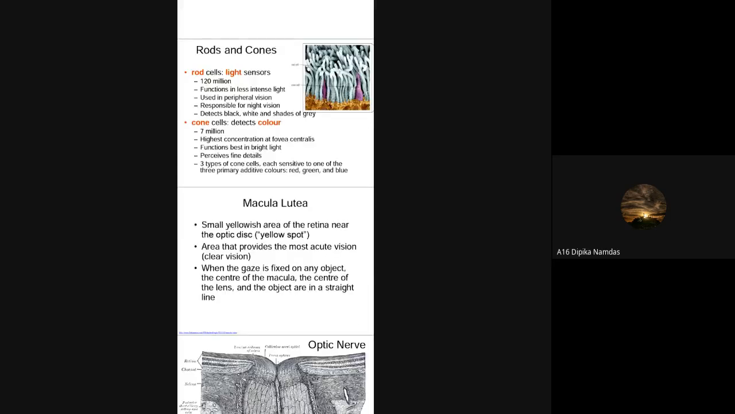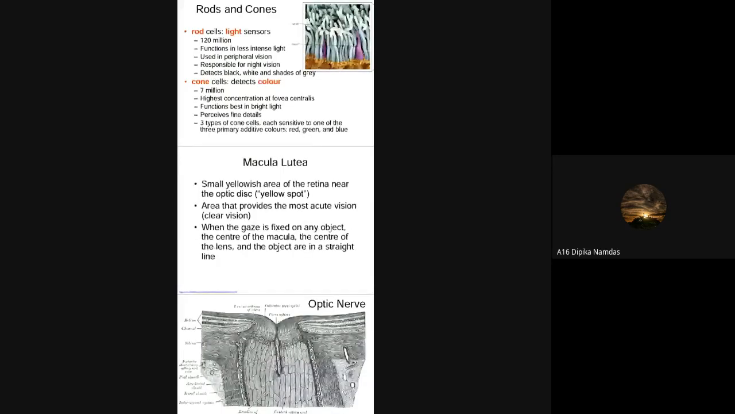Okay, if we want to see an image properly, there is one more part called the macula. The macula is responsible for clear vision. If we see an image clearly, we can see properly. What makes this possible? It is the macula. There is a small yellow part.